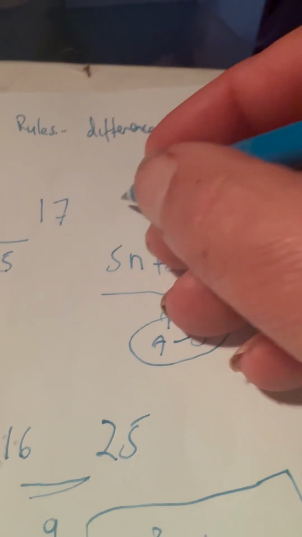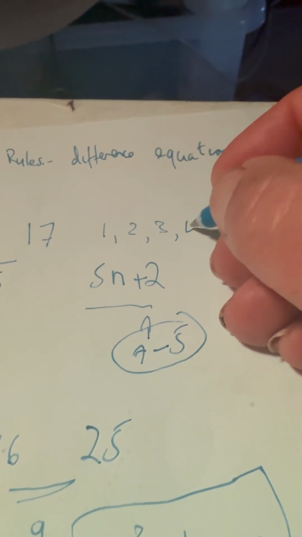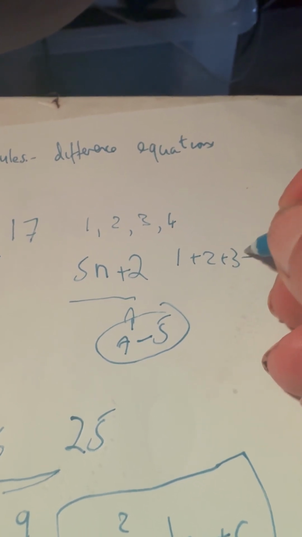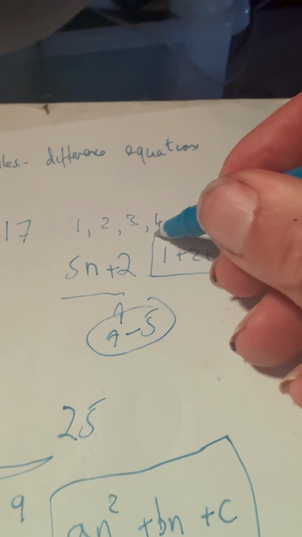So if you had a series that went, that is a sequence, that is a series. And there are additional rules for series over sequences.